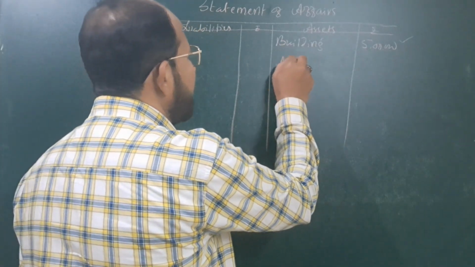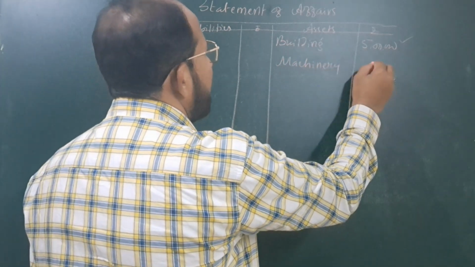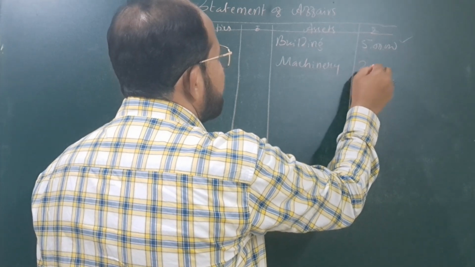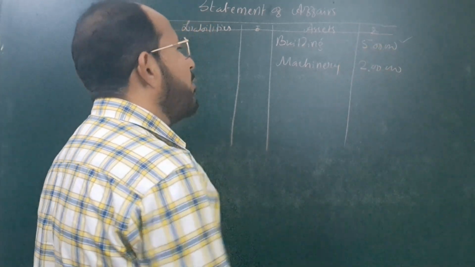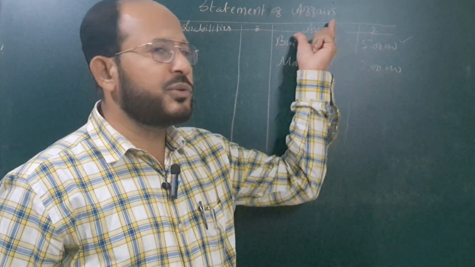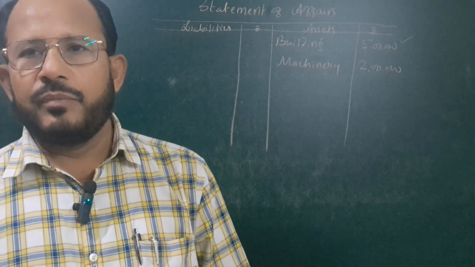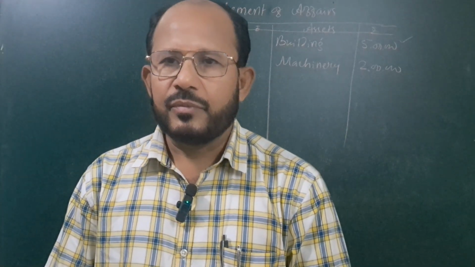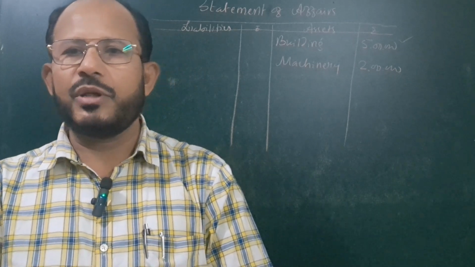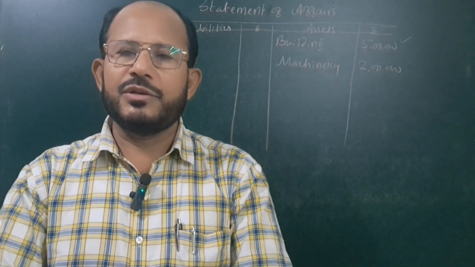Take, for example, machinery. I will take one more example. Machinery, rupees 2 lakhs is shown. The value of machinery is rupees 2 lakhs. Here, this amount is shown by the businessman based on his personal estimation. He will guess and write the amount here, rupees 2 lakhs. But this is not the case with the balance sheet.